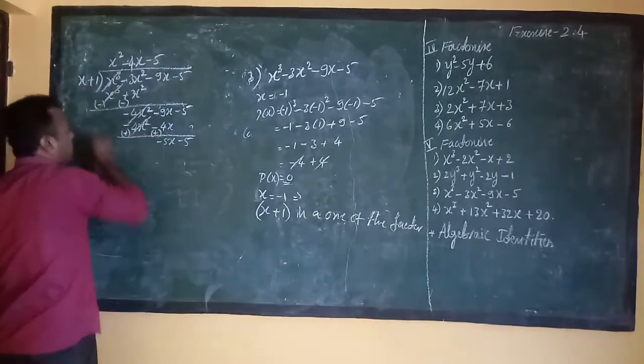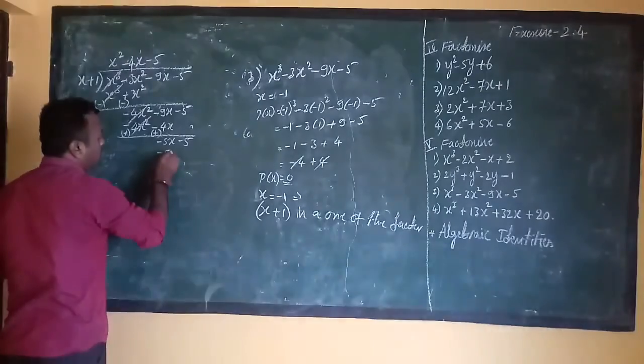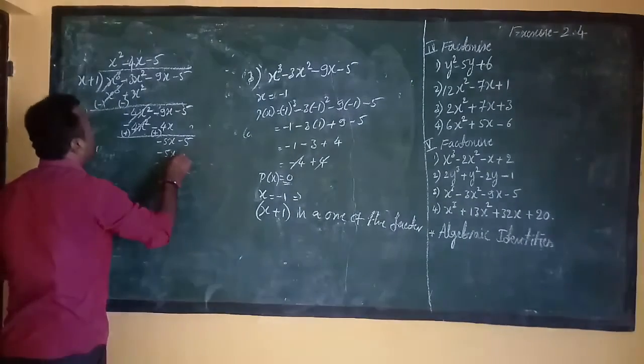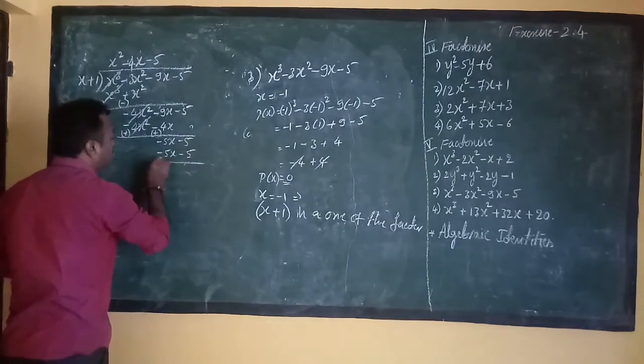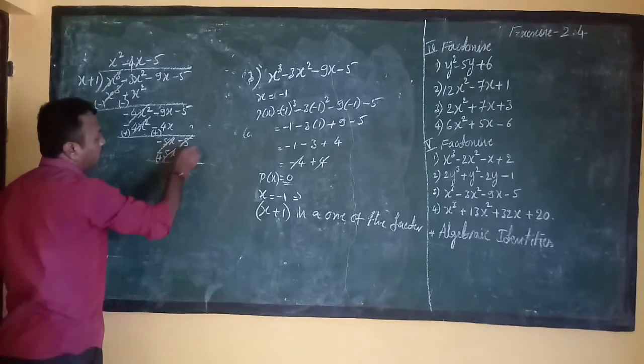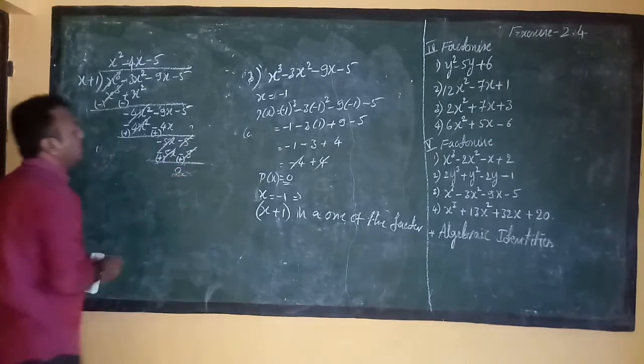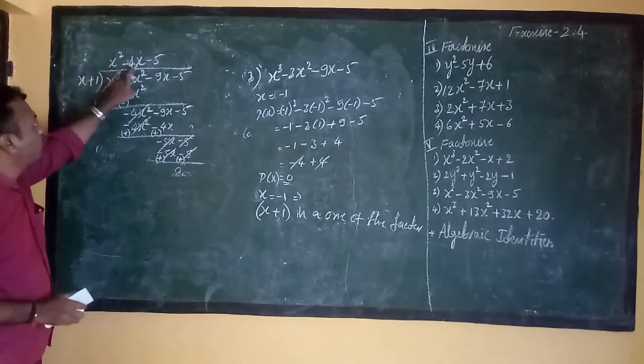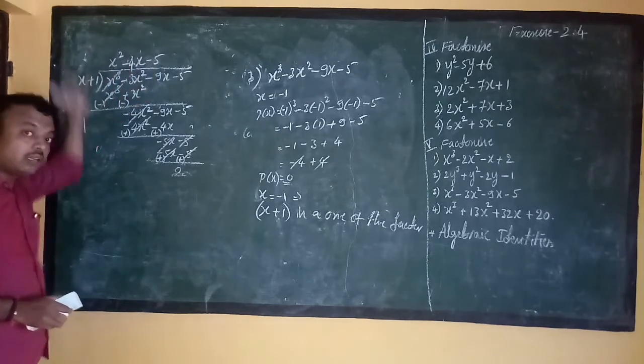Then finally, we have to take minus 5. Minus 5 into x is minus 5x, and minus 5 into 1 is minus 5, so the signs become plus. Minus 5x plus 5x, minus 5 plus 5, it cancels. The remainder is 0. So x square minus 4x minus 5 is the other polynomial.